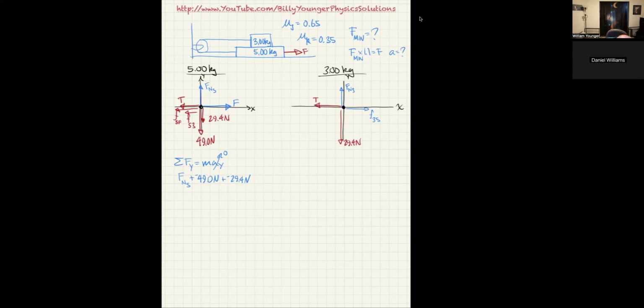And all of that is equal to zero. So the F_N5 we can actually solve for. I'm going to call this equation 1, and it should be 78.4.